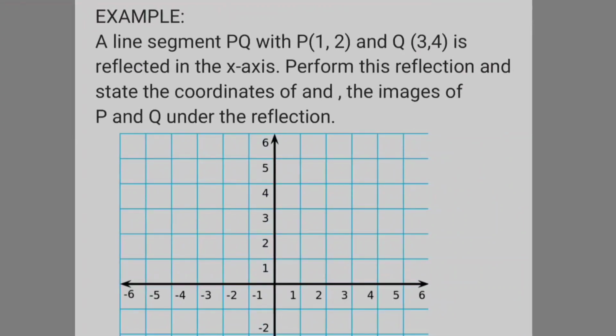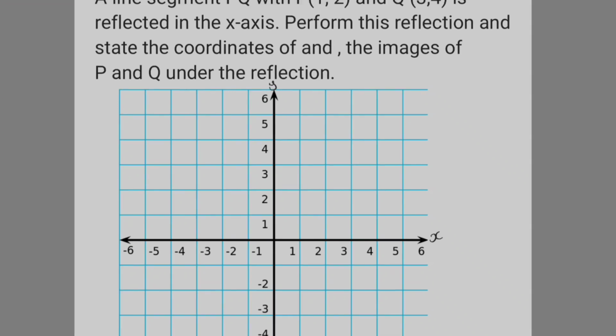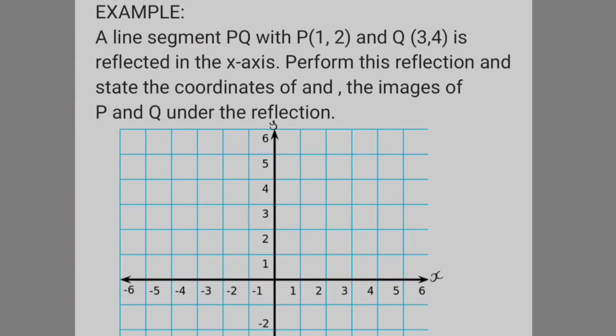Let's look at a simple example. The example says a line segment PQ, with P being (1, 2) and Q being (3, 4), is reflected in the x-axis. Perform this reflection and state the coordinates of the image of P and Q under the reflection. I already have a Cartesian plane here, so let me put in my x-axis. This is the x-axis, this is the y-axis. The question gives us the coordinates of the line segment PQ.